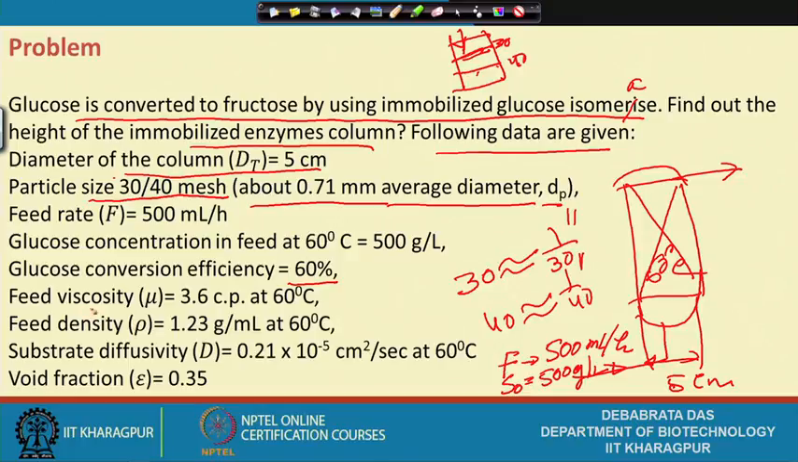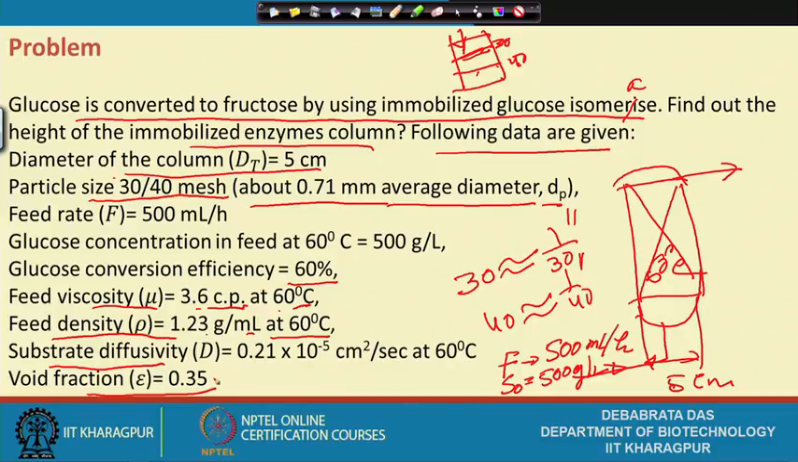And what is the viscosity of the liquid? 3.6 centipoise at 60 degree centigrade, and the feed density is 1.23 gram per liter at 60 degree centigrade, and substrate diffusivity D equal to 0.21 into 10 to the power minus 5 centimeter square per second at 60 degree centigrade, and void fraction is 0.35.